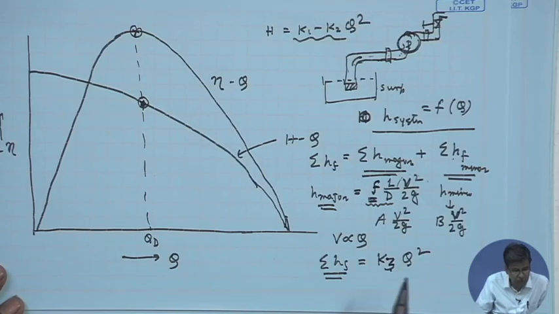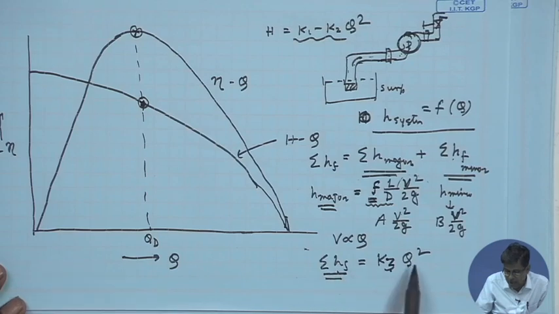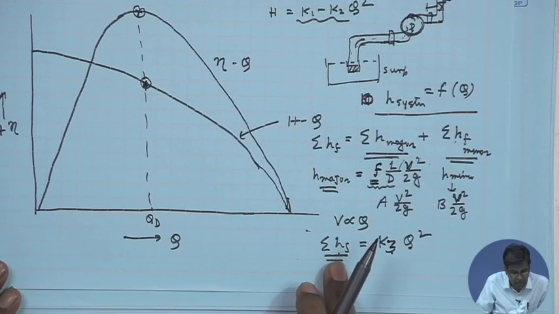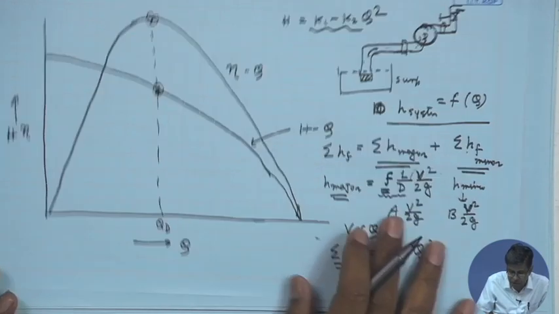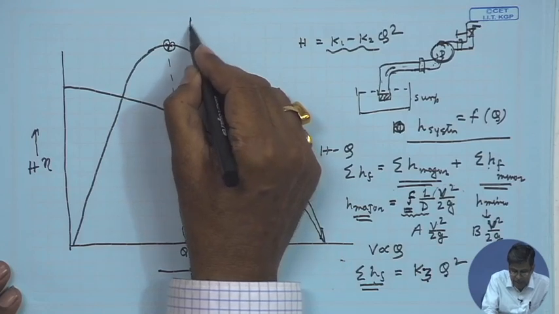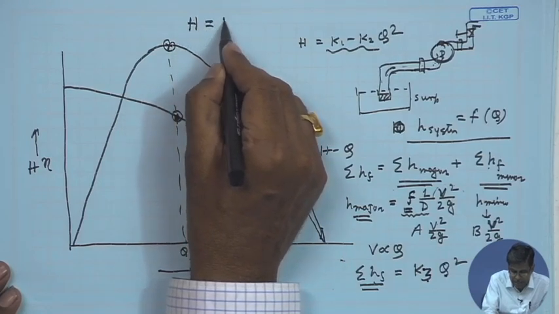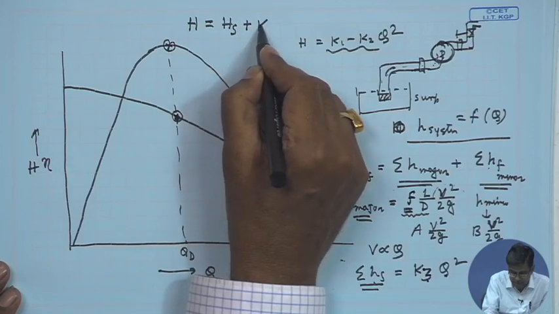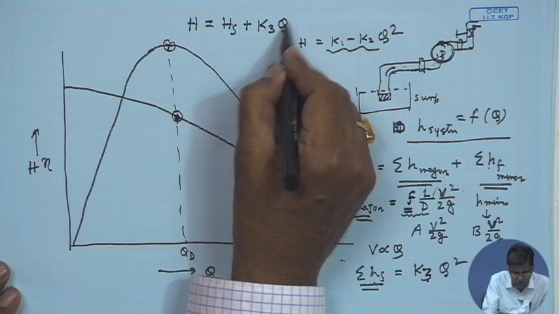So, therefore, this is the basic equation for relating the energy losses in terms of the flow velocity. Now, you see these energy losses have to be overcome by the pump. So, the pump has to develop a head as per the demand of the system, that is, inclusive of the static lift plus this K3 Q square.